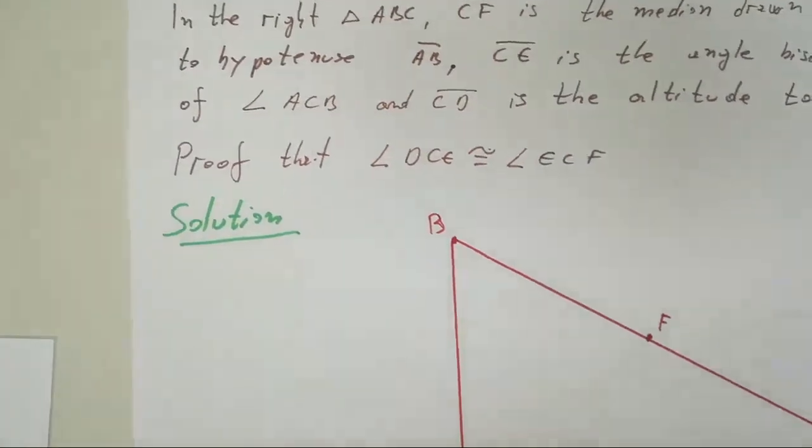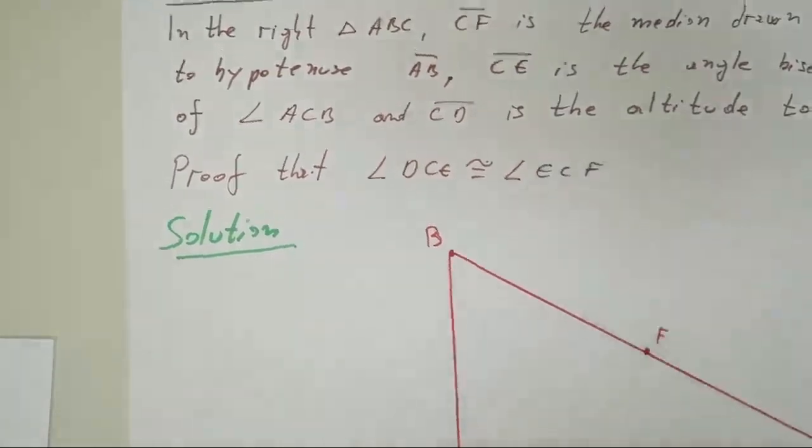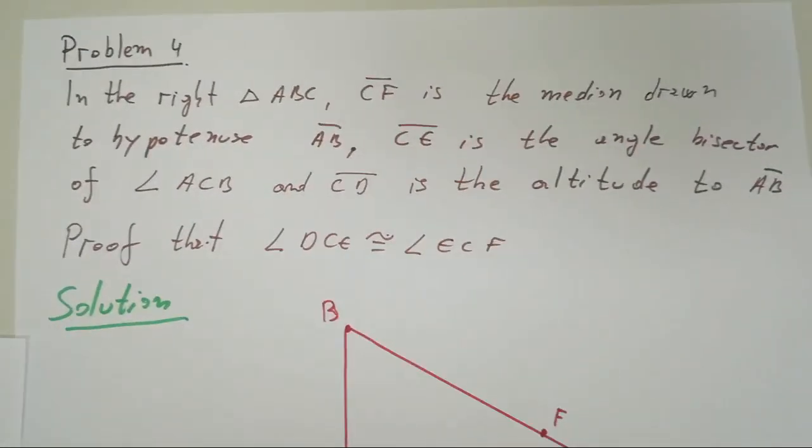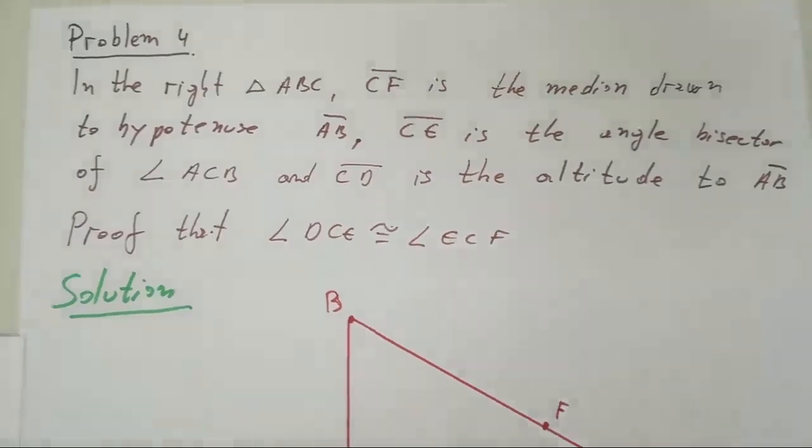This is an easier problem. Let's check it. In a right angle triangle ABC, CF is the median drawn to the hypotenuse AB, and CE is the angle bisector.